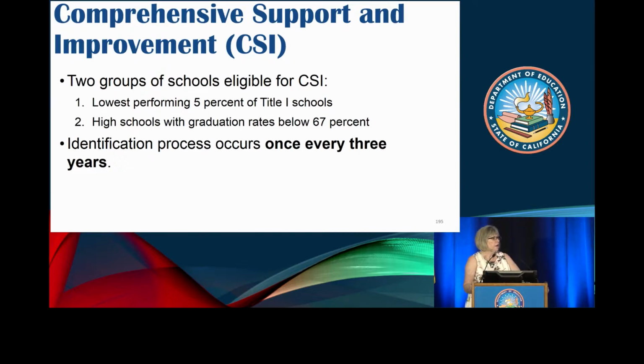And then we have high schools whose graduation rate is below 67%. This is all high schools. So it doesn't matter if you receive Title I funds or not. If your graduation rate is below 67%, you're going to be identified for comprehensive support. Comprehensive support is an identification that we will do once every 3 years.